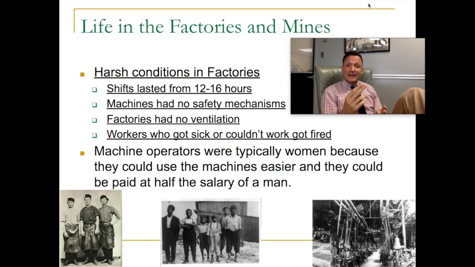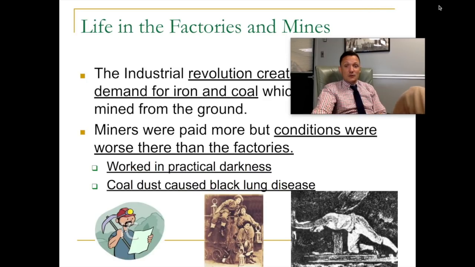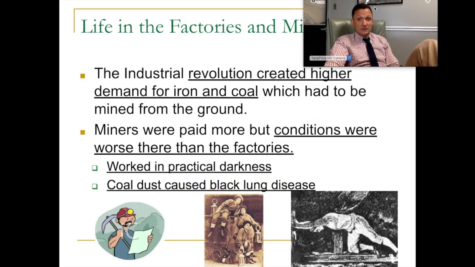And typically you had also a division of labor by your genders, right? Machine operators were typically women because they could use the machines easier, while the men were reserved for manual labor, particularly coal mining, all right? So machines were easier to operate. Unfortunately, though, the women only got paid about half of what a man got paid, okay? So a lot of your machine operators were women. Your manual laborers were men. But then you're unfortunately going to see as well some very harsh conditions in these factories, okay?